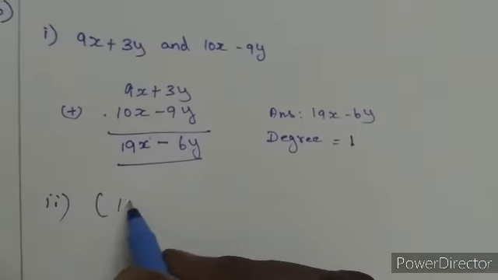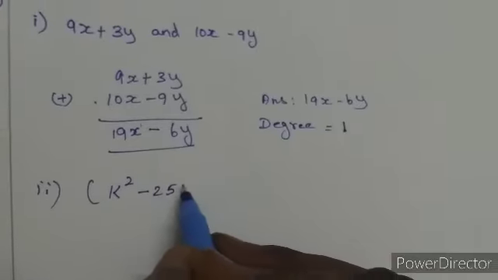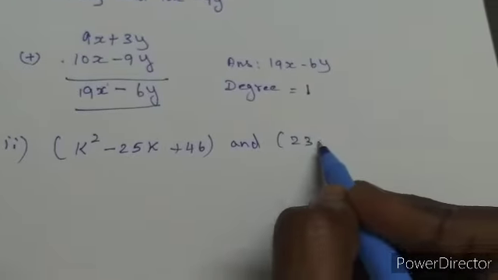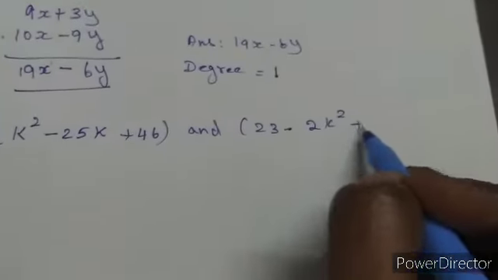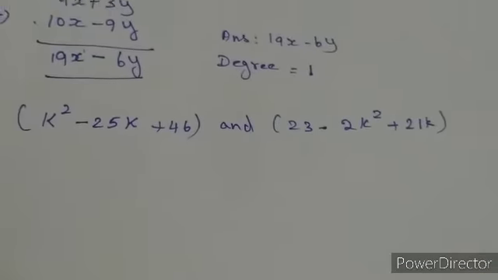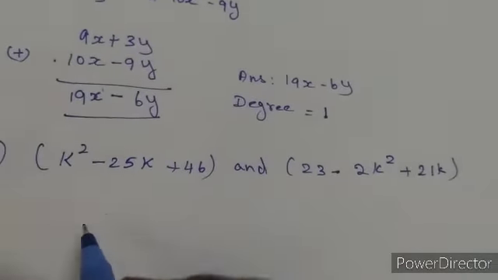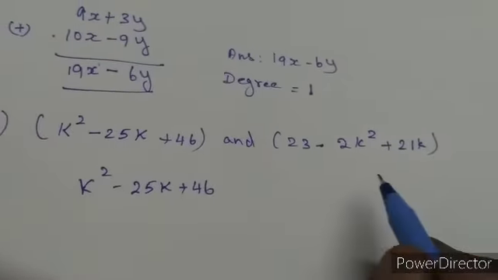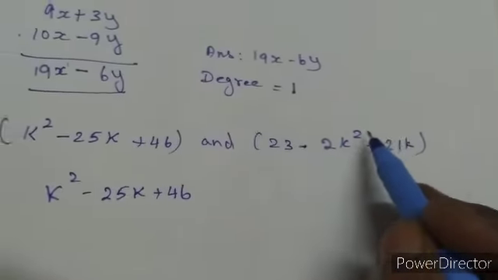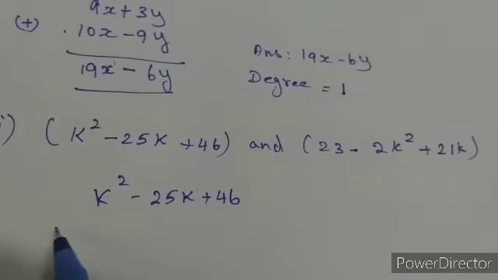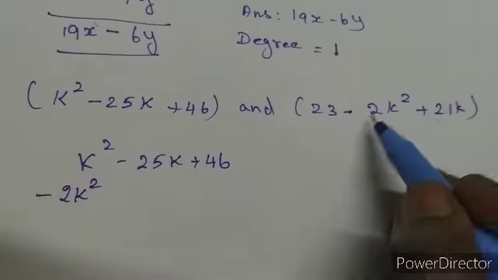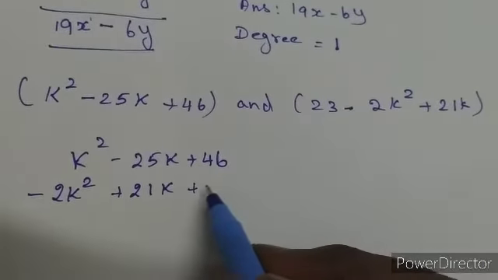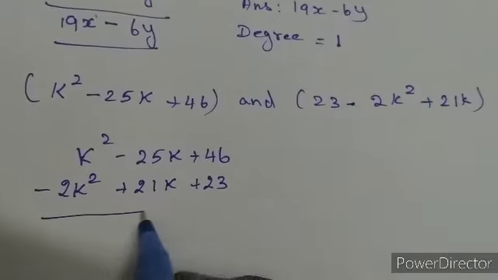Let's try one more sum. Subdivision 2. k square minus 25k plus 46 and 23 minus 2k square plus 21k. First step, you should arrange the like terms. So k square minus 25k plus 46. Now here it is minus 2k square, which should come under the same variable. Next is plus 21k, and plus 23. This is the constant number of the given expression.